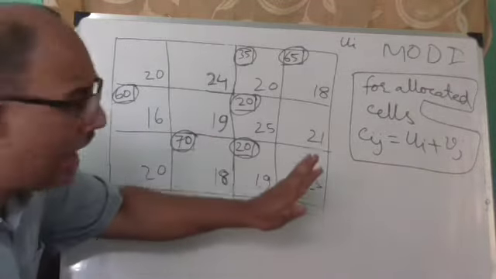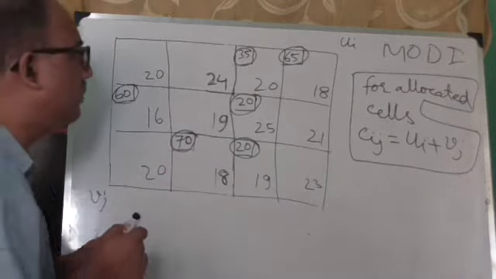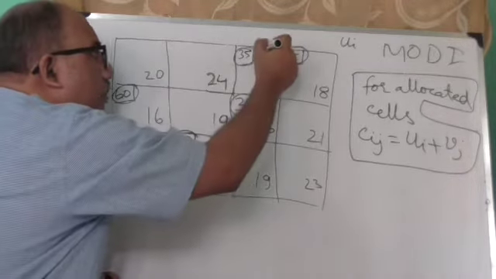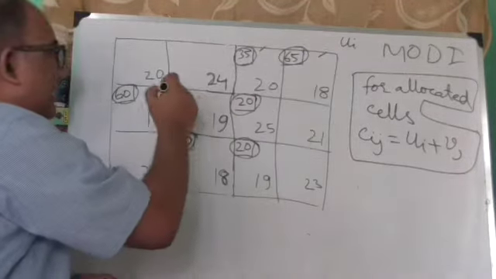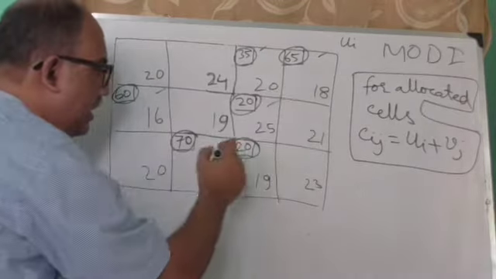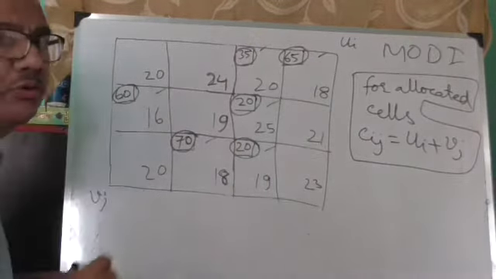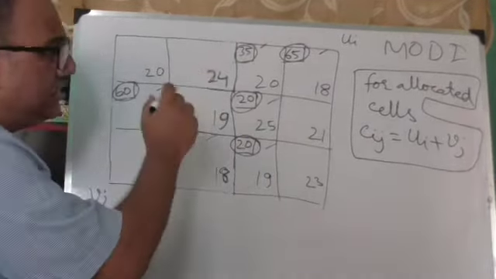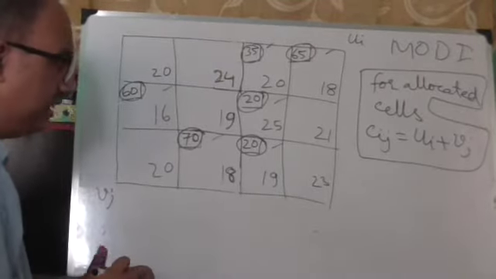Now this is true for allocated cells. So what are the allocated cells that we have? This is one of my allocated cells, this is another allocated cell, this is another allocated cell. So these are the allocated cells where I have put the ticks. For those cells, this condition has to be satisfied.